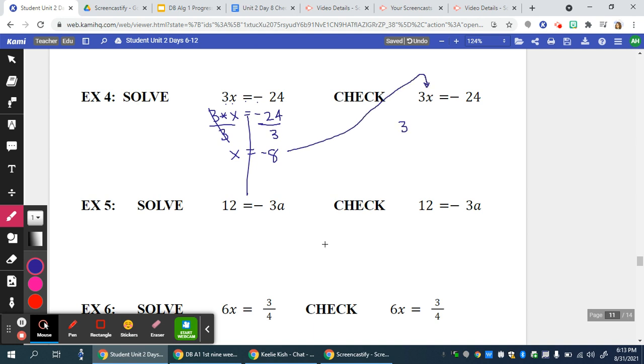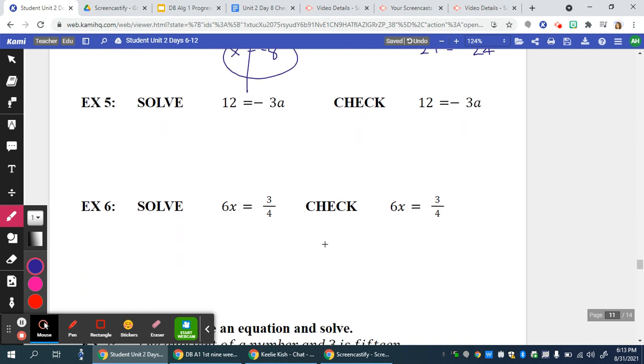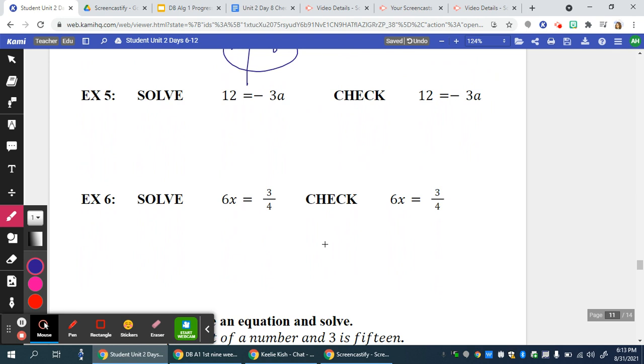Now we check. 3 times negative 8 should be equal to negative 24. Positive times a negative is a negative. 3 times 8 is 24. We were correct. Yay! X equals negative 8. Let's keep going.